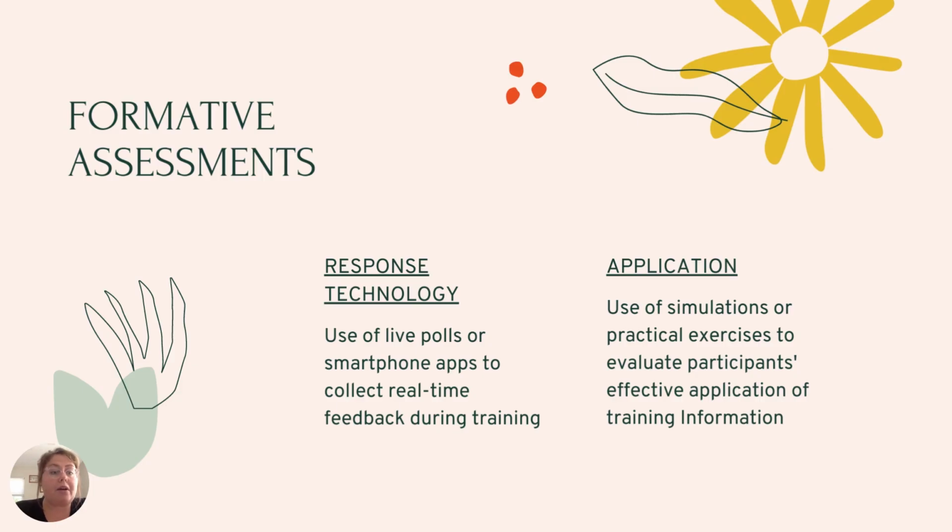While the Kirkpatrick model establishes evaluation for both before and after the training, there are also formative assessments that will be used during the training. 2 examples of these assessments will be the use of response technologies, such as live polls or the use of a smartphone app in order to give real-time feedback during the training. There are also built-in application assessments, which include simulations or practical exercises in order to evaluate the participants' effective application of the instruction.